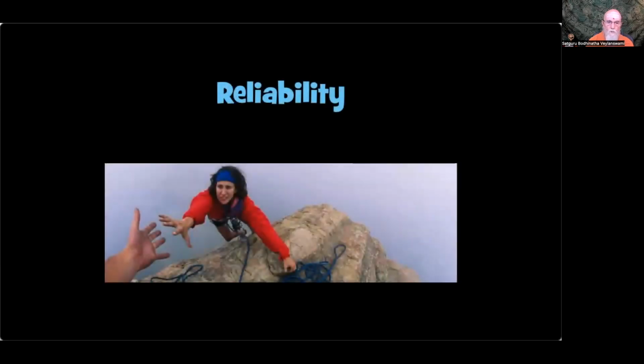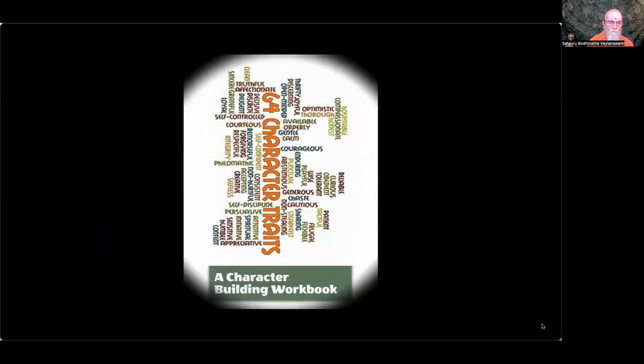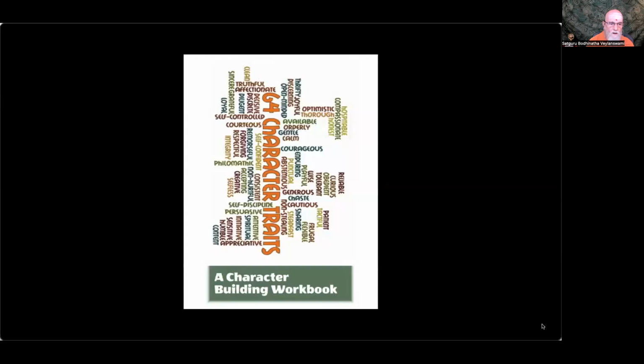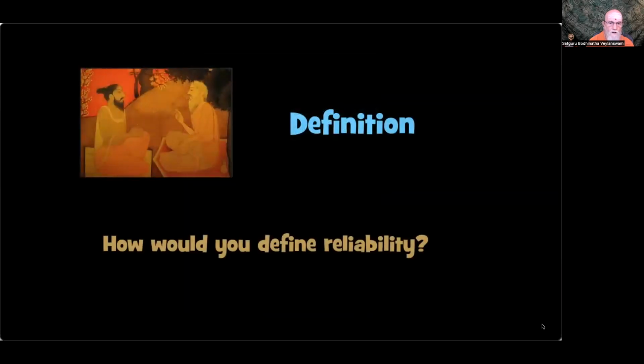Second topic. We didn't have enough questions at satsang@hindu.org to answer any questions, so skipping that, going straight on to character. Reliability, which is the 47th character quality from our workbook. How would you define reliability?